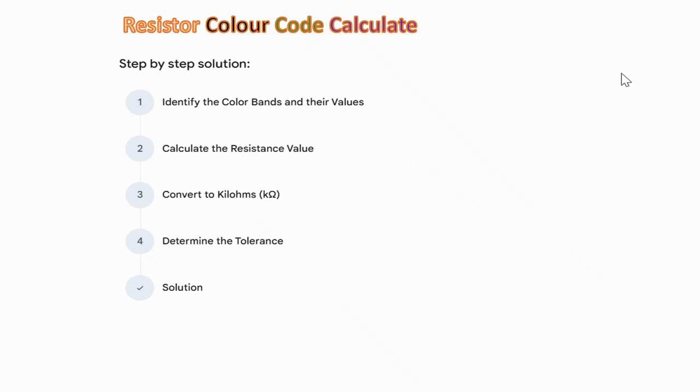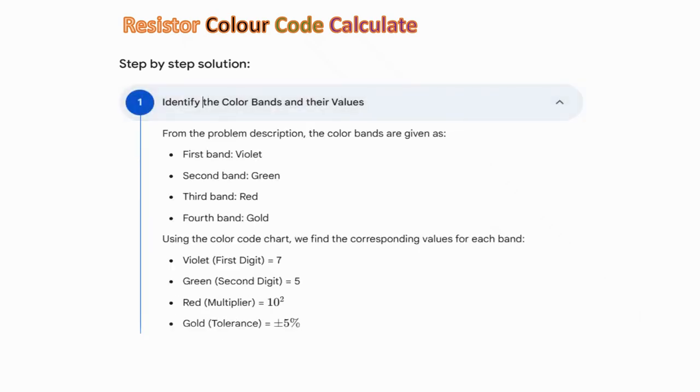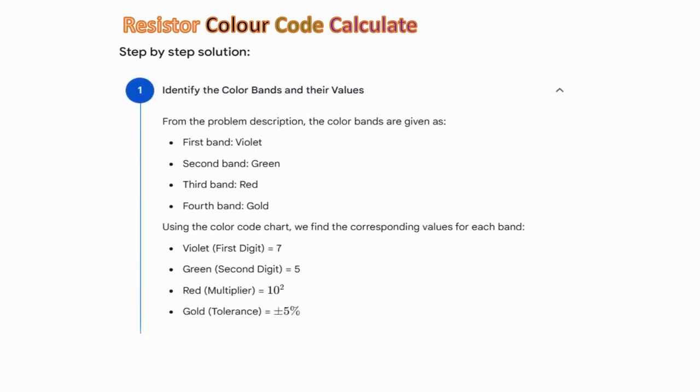Now, how to calculate the resistance of a resistor by using the color code? The steps are: identify the color bands and their values, calculate the resistance value, convert kilo ohms to ohms, determine the tolerance, and get the result. Now I'm discussing in detail how to do that. This is a problem already mentioned on how to calculate the resistance value. The first band is violet, as already seen.